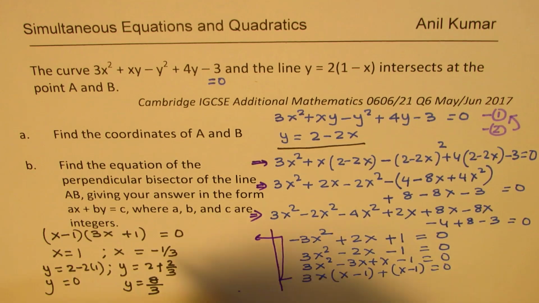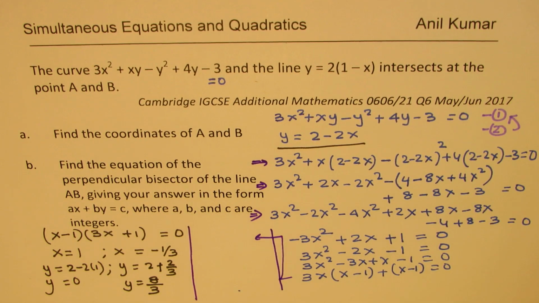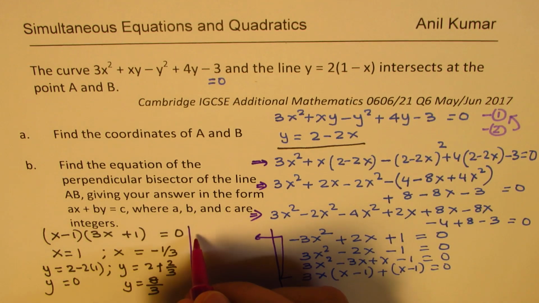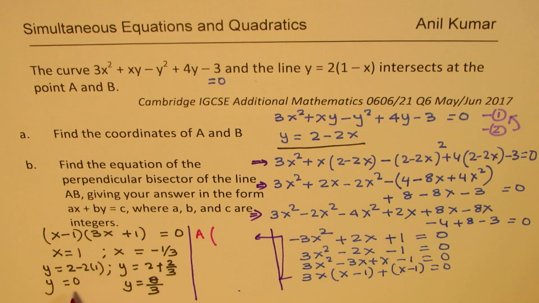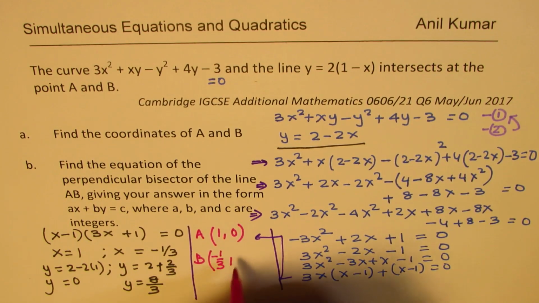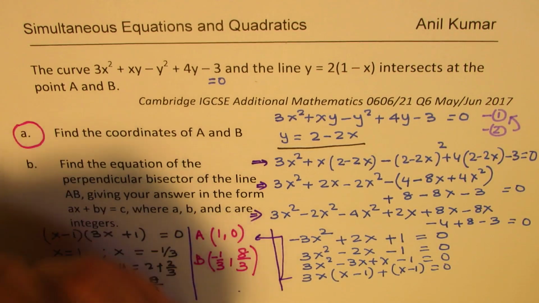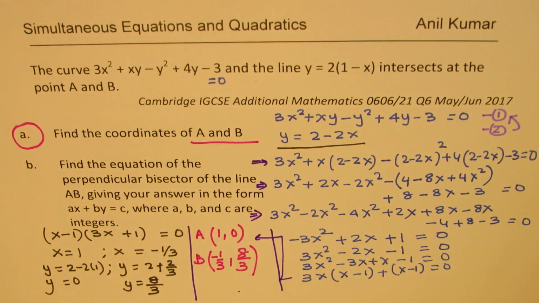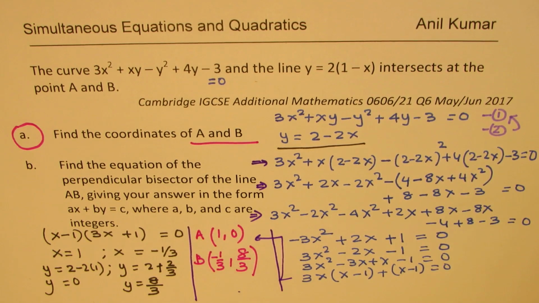So that gives you 2 points. Let me write down these points now. We are calling them A and B. So point A is 1, 0, and point B is minus 1 over 3 and 8 over 3, correct? So that is our answer for part A. Is that clear to you? So we get our 2 points to work with, which are 1, 0 and minus 1 over 3 and 8 over 3. Now for part B, let's move on to a fresh page and then solve this, okay?